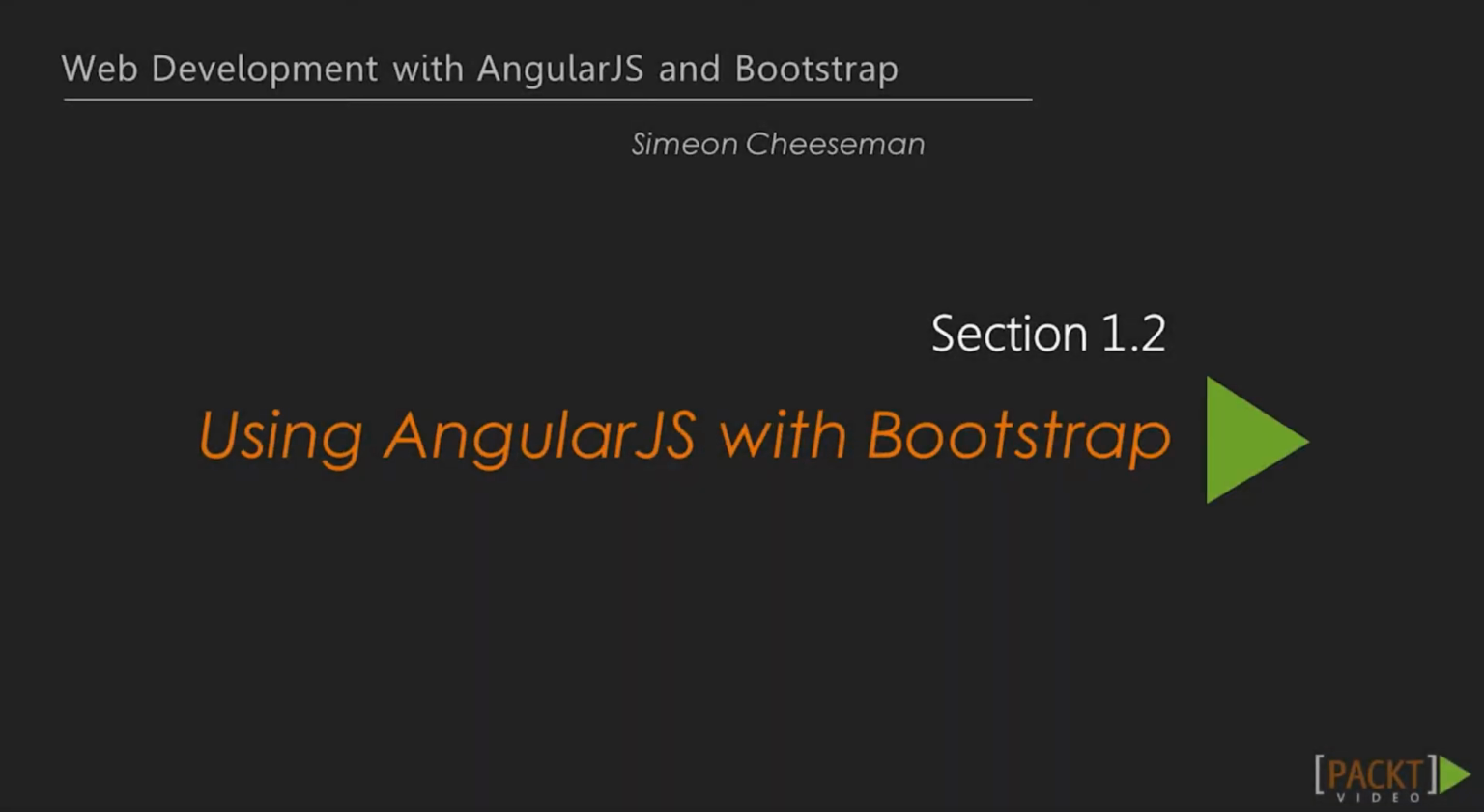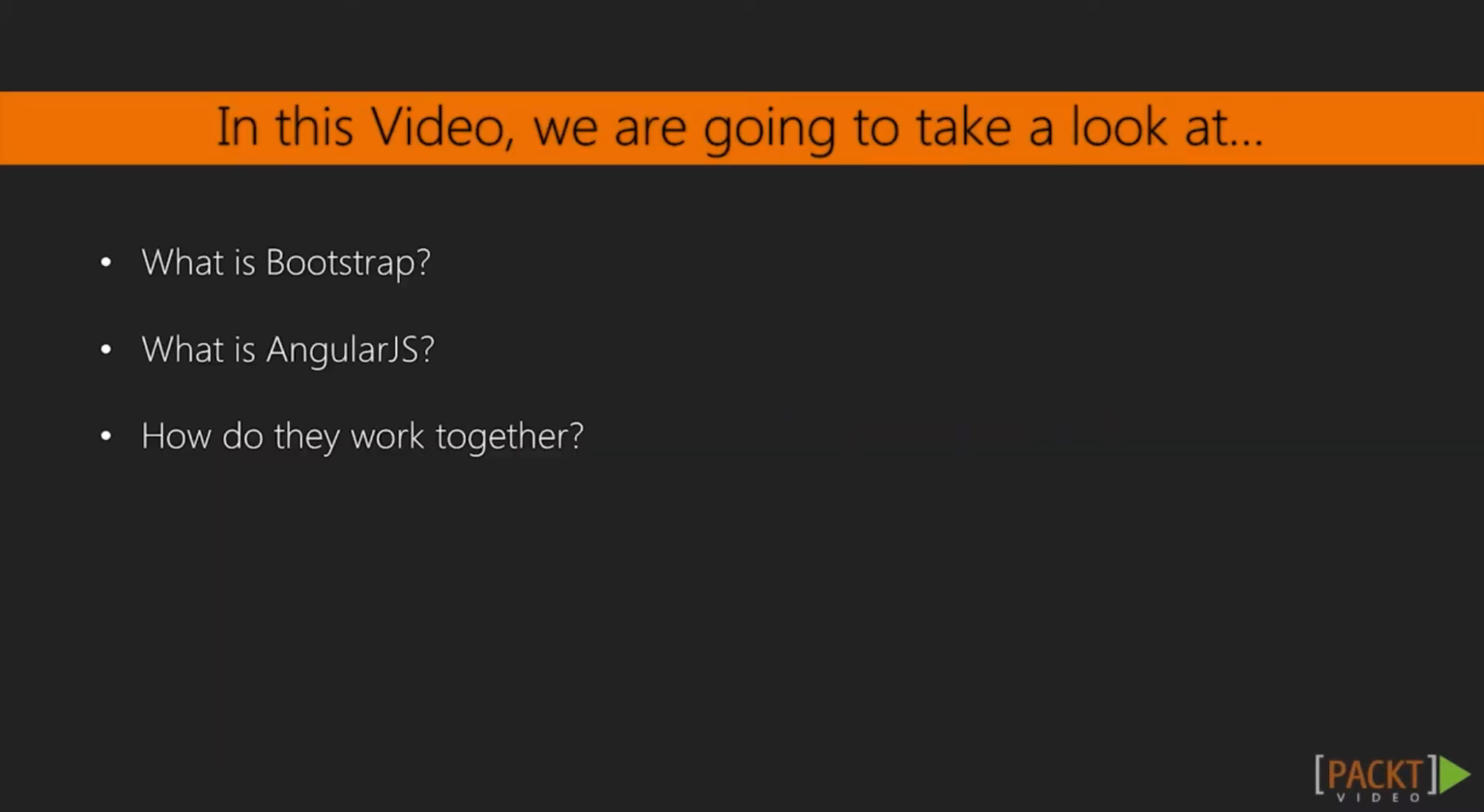Welcome to the second video of this section. Last time we had a look at the course content and what we will be able to build by the end of the course. This is subsection 2, using AngularJS with Bootstrap. In this video, we're going to have a high-level look at Bootstrap, a high-level look at AngularJS, and a high-level look at how they work together. We're going to demonstrate this by looking at how Bootstrap and AngularJS interact with the standard HTML input field.